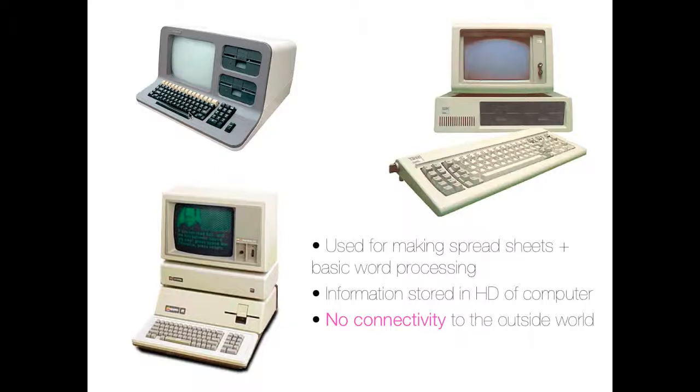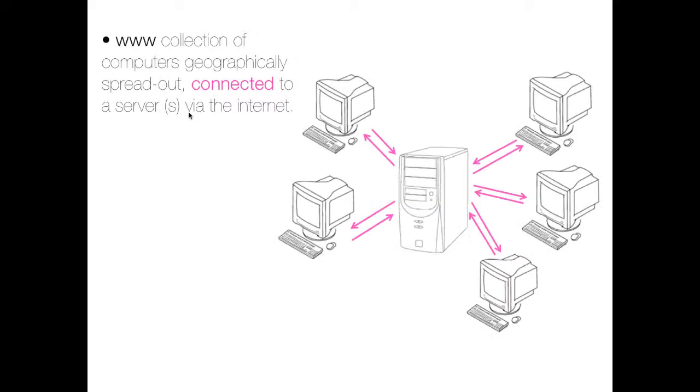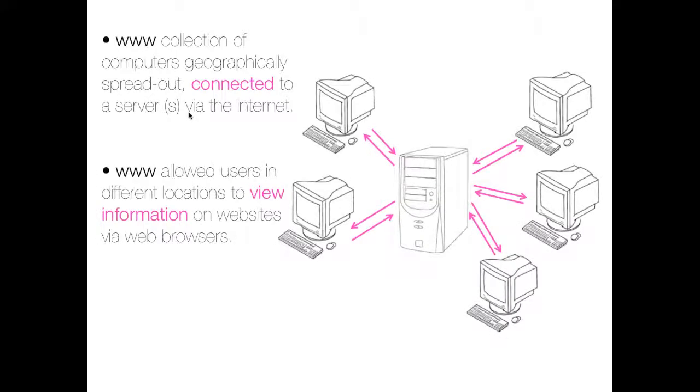And then what happened? The World Wide Web was launched in 1991. And what is the World Wide Web? In short, the Internet. The World Wide Web is basically a collection of computers that are geographically spread out and connected to a server via the Internet. So this is how it looks like. And the World Wide Web allowed users in different locations to view information on websites via web browsers.